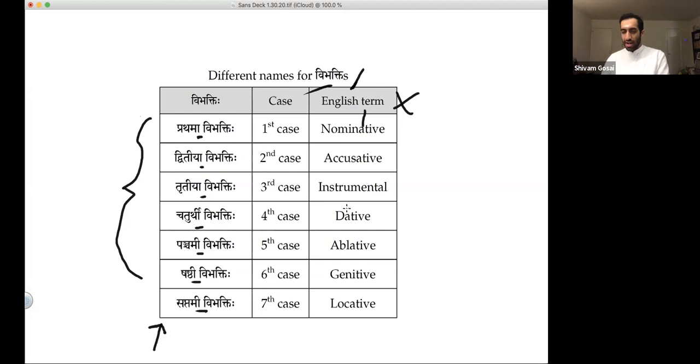Your homework is on page 60 of your workbook, to fill in that chart, which is on the screen, but on your paper. At the bottom of page 60 of your workbook, you will fill in the name of the vibhakti, the case, and the English term. But the English term is not as important. We want to focus more on learning the names of the vibhakti.